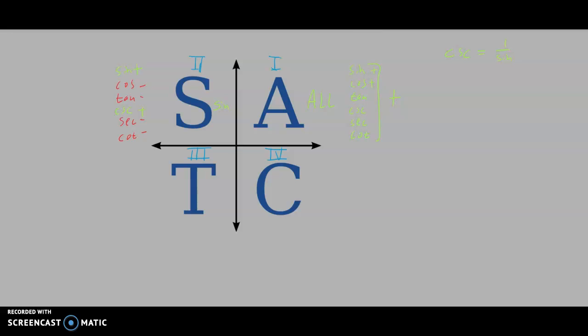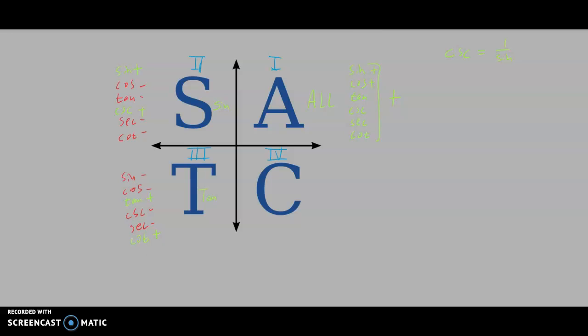In the third quadrant, the T stands for, you can probably guess, tangent. So in the third quadrant, only our tangent and its reciprocal are positive. So our sine, cosine, cosecant, and secant are all negative. And the only positive trig functions in the third quadrant are tangent and cotangent. And again, that's because if sine and cosine are both negative, then a negative divided by a negative will give you a positive tangent. And if tangent's positive, the reciprocal of that will still be positive.